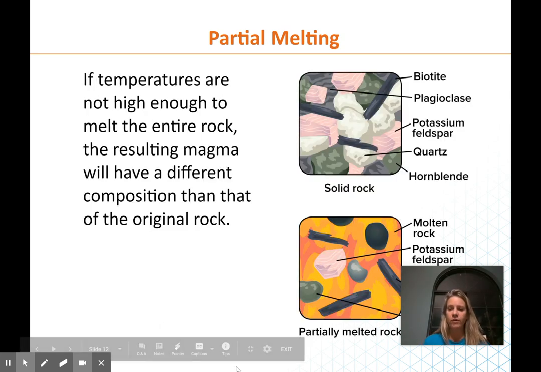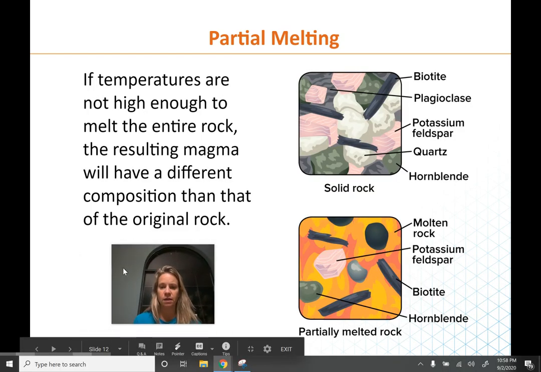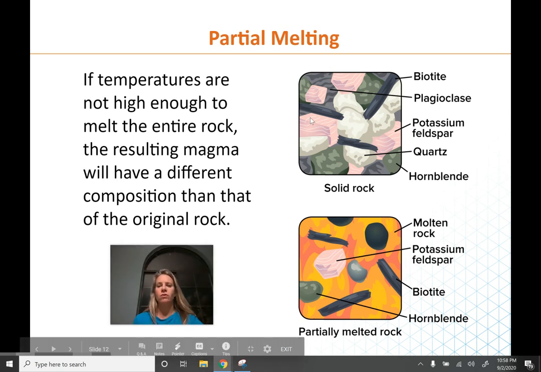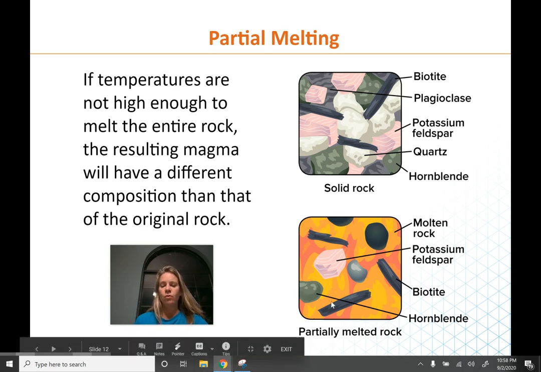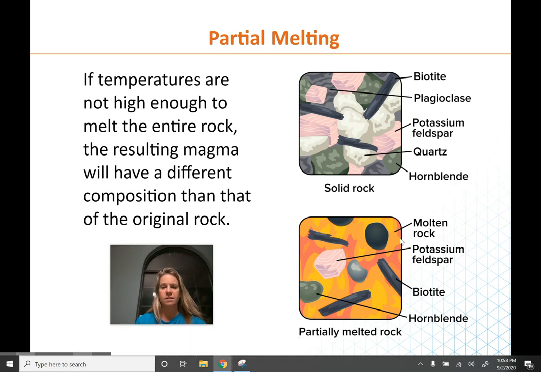All right, so if we have partial melting, this is what we would see. Here's a solid rock, and you can see these are the different minerals contained in that rock. And then notice how it partially melted. The hornblende did not melt, the biotite didn't melt, potassium feldspar didn't, and what did melt is the quartz. So you can see quartz is not listed in here. The plagioclase is not listed either, but everything else is still solid. That would be partial melting, and this occurs often. The whole rock doesn't always melt.